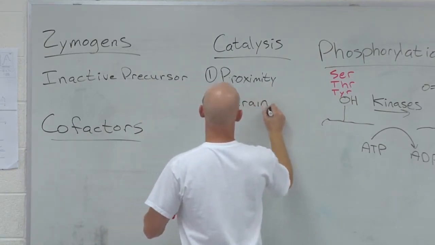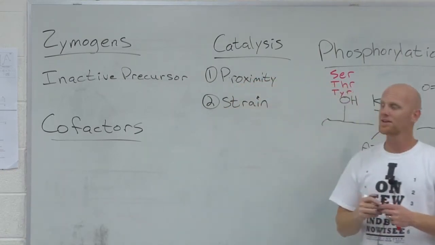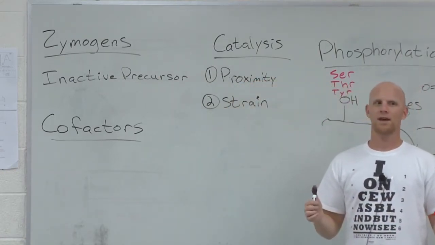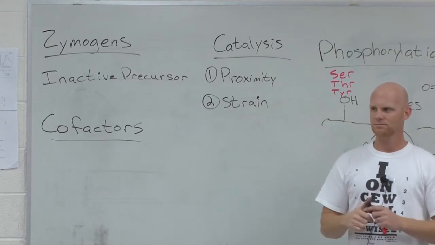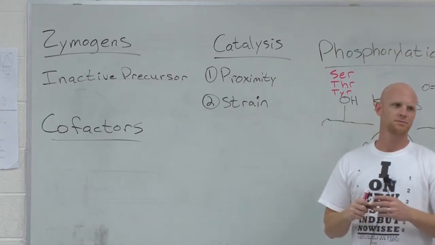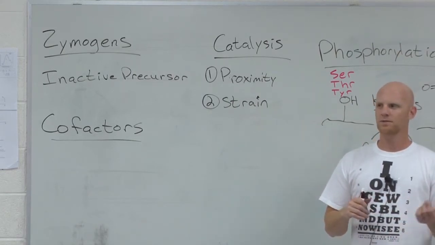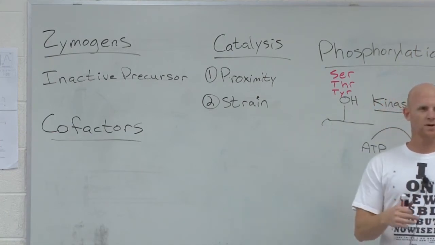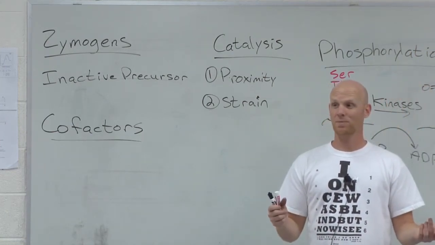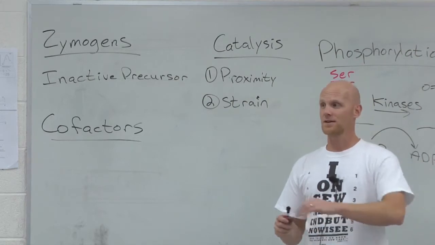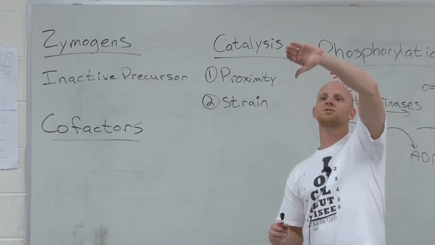You can also look at strain effects. So in a chemical reaction, what happens? Net result? Bonds are broken and bonds are formed. Old bonds broken, new bonds formed. What does it take to break bonds? Energy. And that's usually what we like to think of as our activation energy, to the top of the hill.